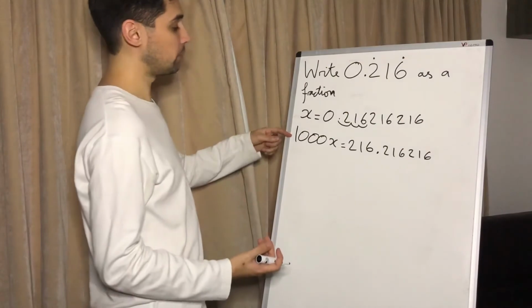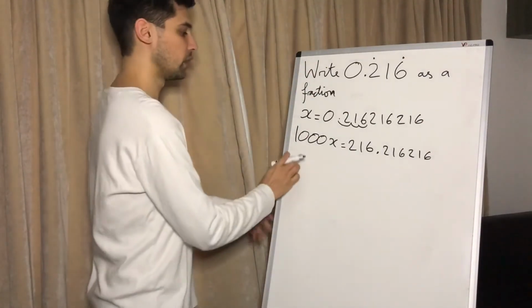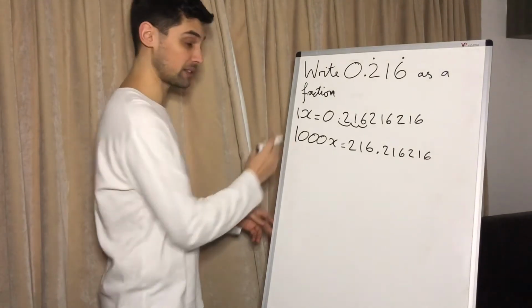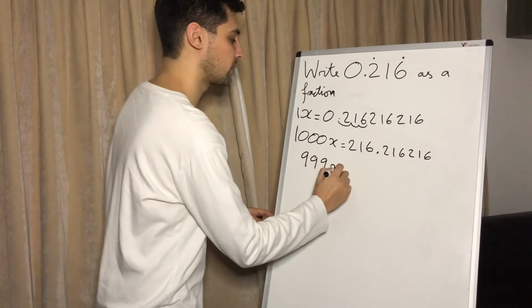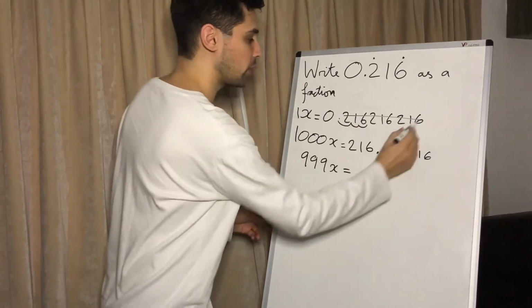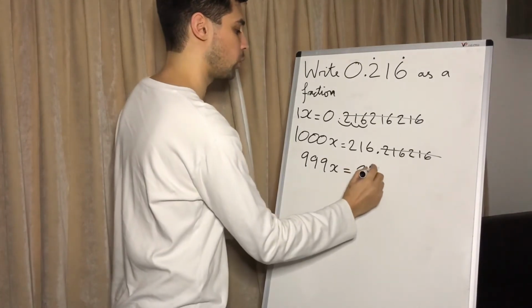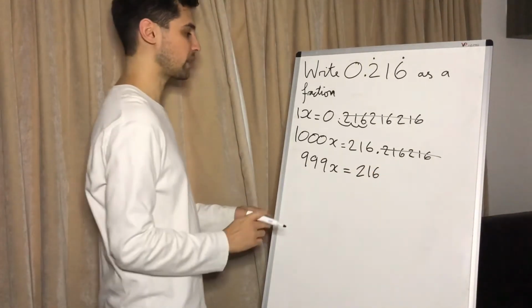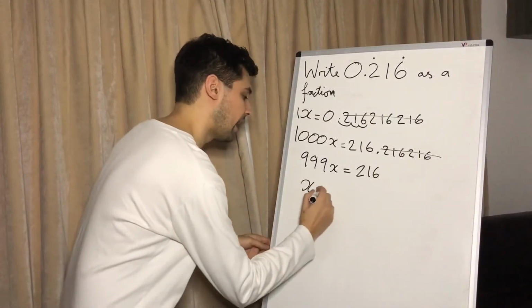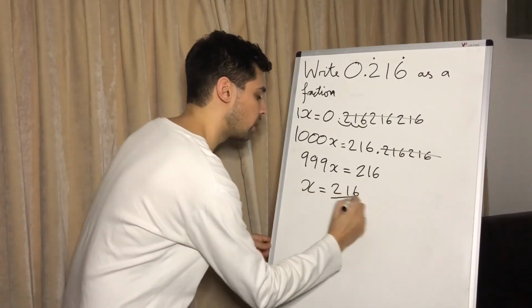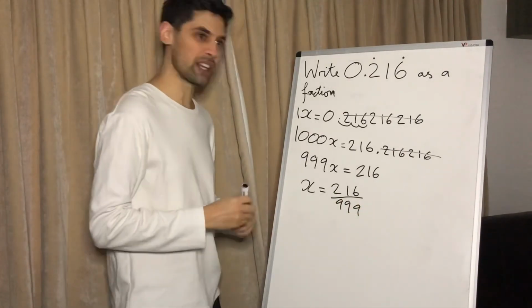Now we do the same thing as before. We do this line minus this line, therefore eliminating all of the recurring decimals. So 1000x take away what is effectively 1x is going to be 999x equals, all of those will cancel with all of those, and we do this minus this to leave us just with 216. Then we make x the subject because x is, after all, the original decimal. X equals 216 over 999, and of course we always try and simplify it as much as possible.